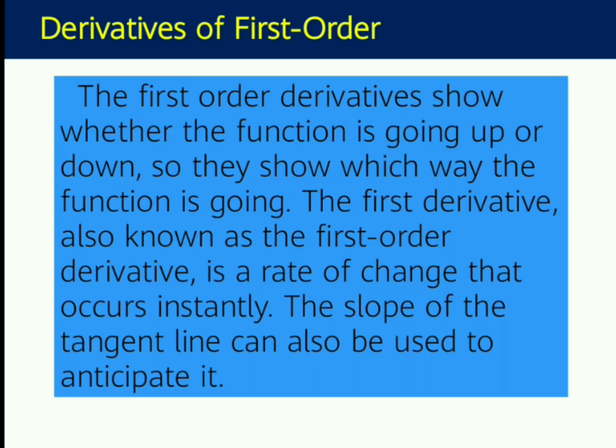Types of derivatives. The first-order derivative shows whether the function is going up or down, so it shows which way the function is going. The first derivative, also known as the first-order derivative, is a rate of change that occurs instantly. It can also be interpreted as the slope of the tangent line.